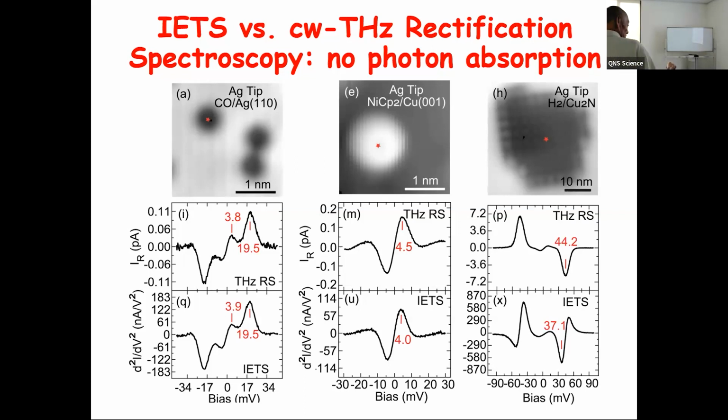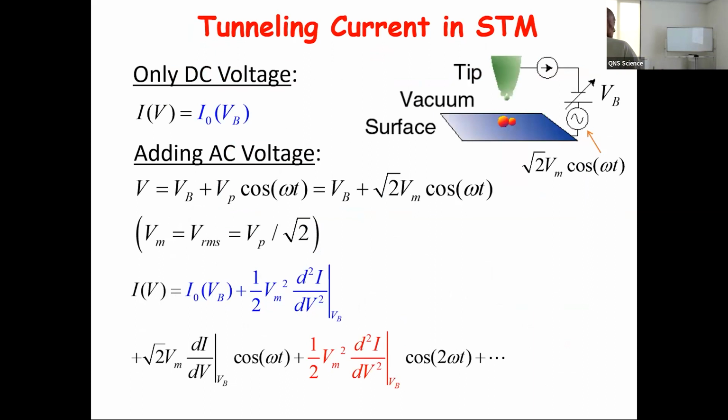And the similarity between these is because, if you look back here, the rectification spectroscopy for the terahertz gives you this term, and then the IETS gives you this term. So they are basically the same if the terahertz is not absorbed, if the molecule doesn't absorb terahertz.